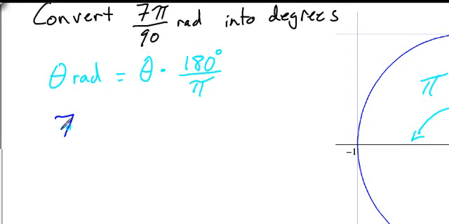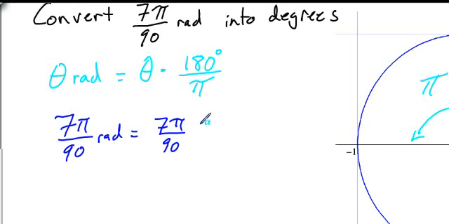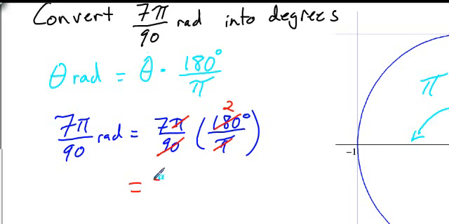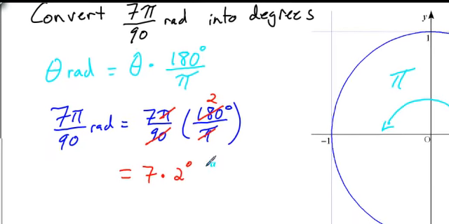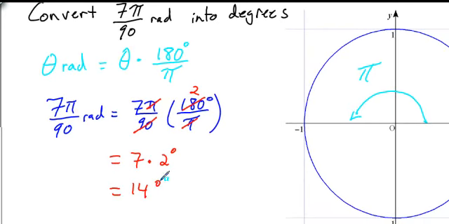We're looking for the value of 7 pi over 90 rads. Essentially, my theta value here is 7 pi over 90, and my conversion fraction is 180 degrees over pi, which is nothing more than a fancy form of 1. Before multiplying, I can cancel out my pi's, and I know that this and this will reduce to 2, so I'm left with simply 7 times 2 degrees, which comes out to 14 degrees. So 7 pi over 90 rads is equivalent to 14 degrees.